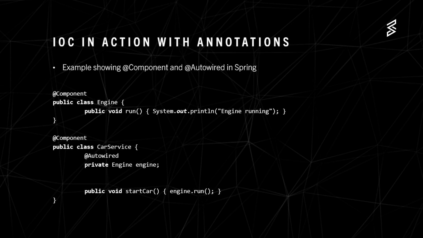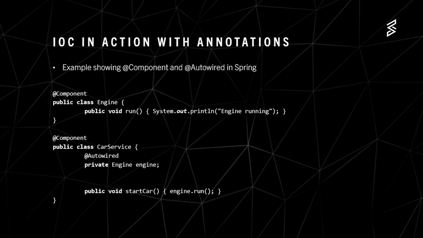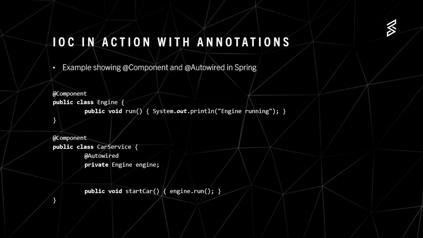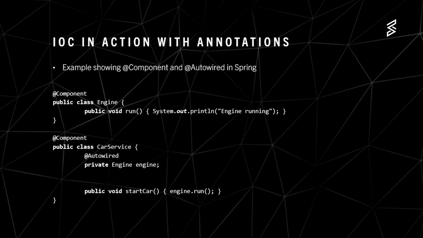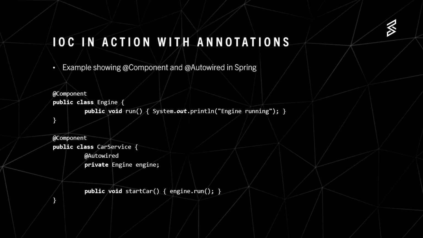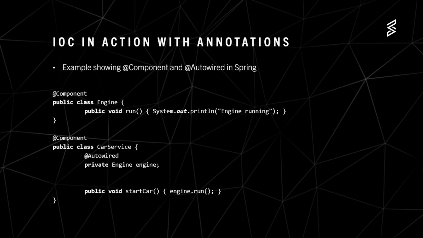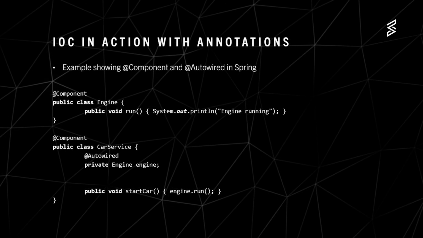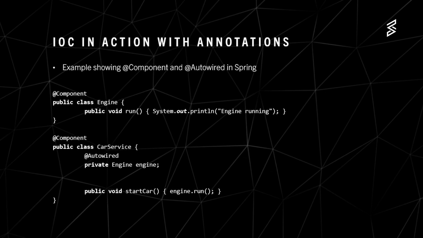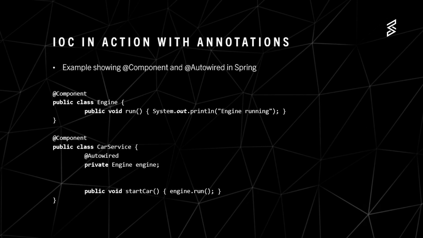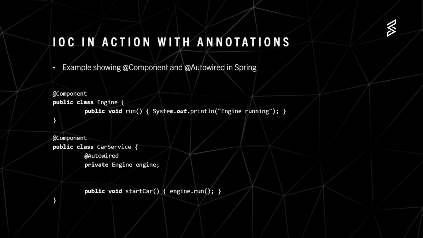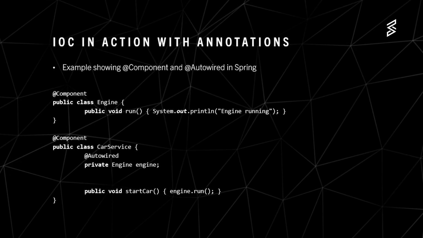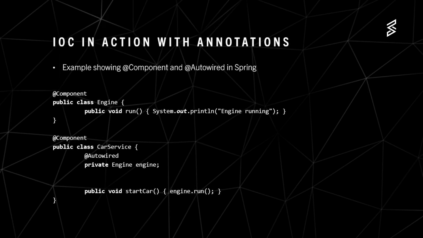IoC in action with annotations. Let's see how this works with a real annotated Spring class. We have two classes here, Engine and CarService. Engine is marked with @Component, so Spring will manage its lifecycle. In CarService, we use @Autowired to tell Spring to inject the Engine dependency. When startCar is called, it will use the injected engine. This simple example shows the power of IoC, no new keyword is needed, and wiring is handled automatically by Spring.